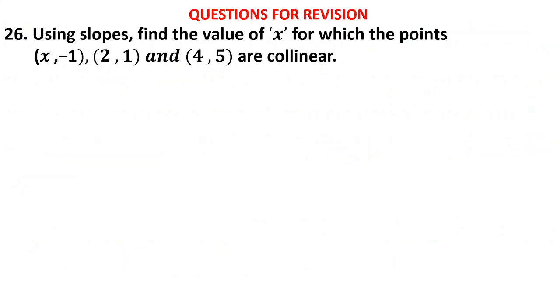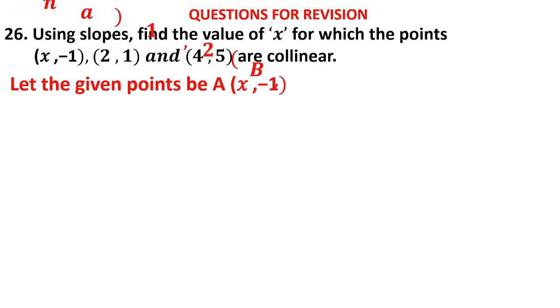Let us start with question number 26. Using slopes, find the value of x for which the points are collinear. Collinearity can be proved by many methods: by distance formula, by proving that the area of the triangle is equal to 0, and by using section formula, but you have to use slope. For that, let me call the points A, B, C.